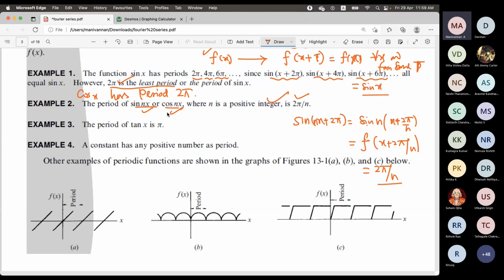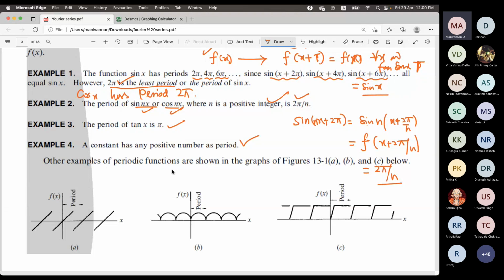Tan x has the period pi only. So tan 2x, if you are asking again, here instead of 2 pi it is pi divided by n, like that. For any constant, the number itself is its period.